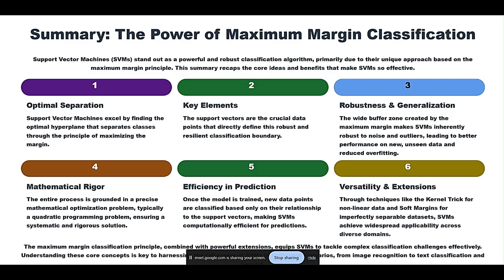This wider buffer zone created by the maximum margin makes SVMs robust to noise and leads to better generalization on new data. With extensions like the kernel trick and soft margins, SVMs can handle both linear and non-linear data, giving them widespread applicability. Once the model is trained, SVMs are also computationally efficient for prediction.